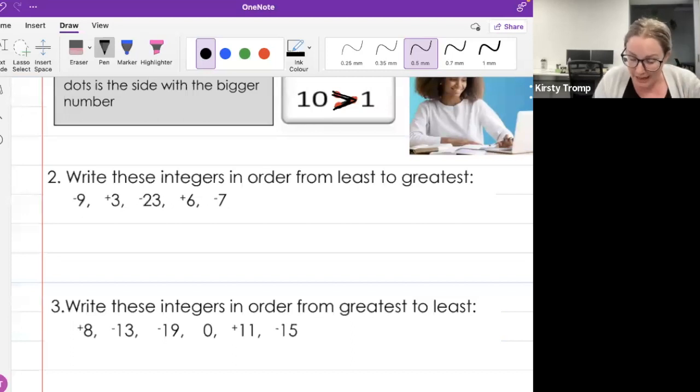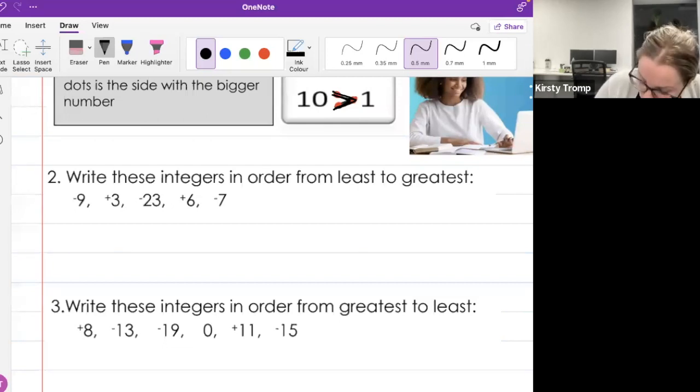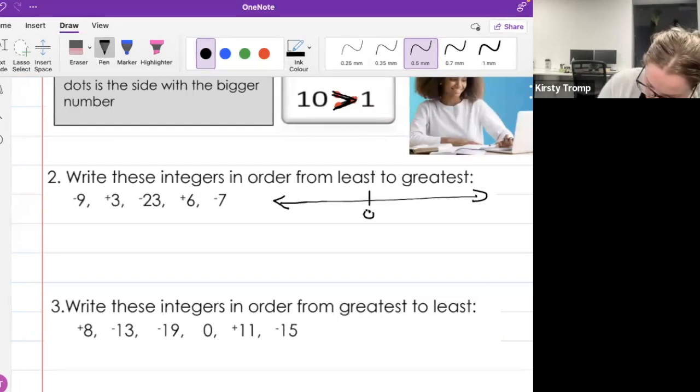If I'm looking at these numbers, I'm looking for the smallest number going up to the biggest number. So I have -9, +3, -23, +6, and -7. I'm going to draw myself a little number line here to help myself out a little bit. I'm going to put my fake 0 here because that's where my 0 would be.